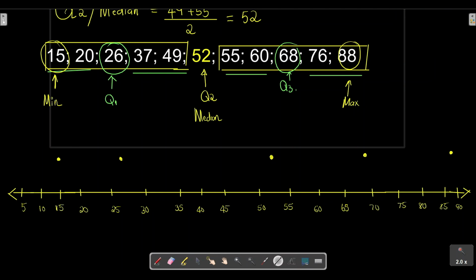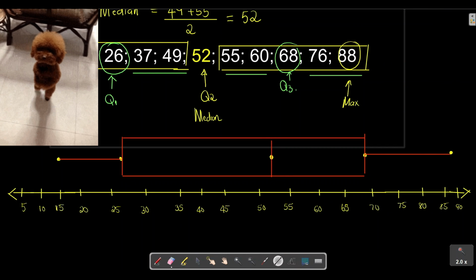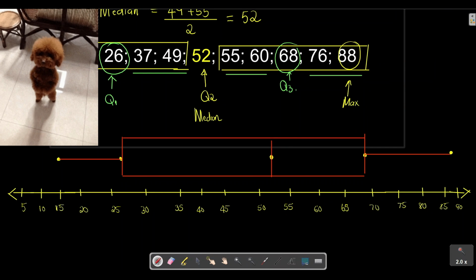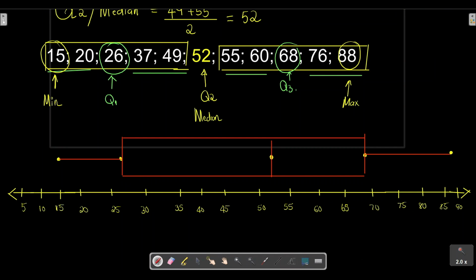Let me just do that. From there to there. From the minimum to my Q1, that's my whisker. From the Q3 to the maximum, that is the whisker. And from the Q1 to the Q3, that's where I'm going to have my box. We've now drawn our box and whisker using the information that was given about the marks obtained by 10 learners in a mathematical literacy class.